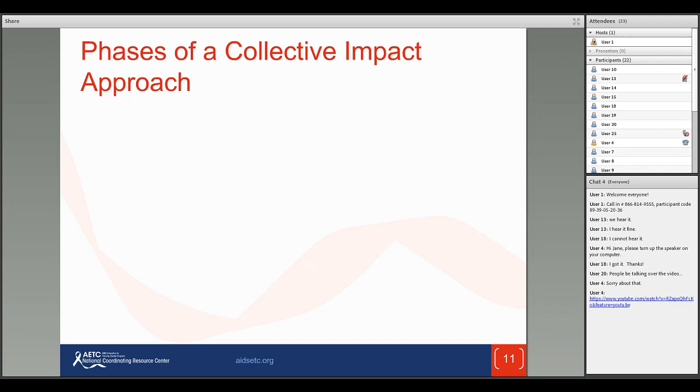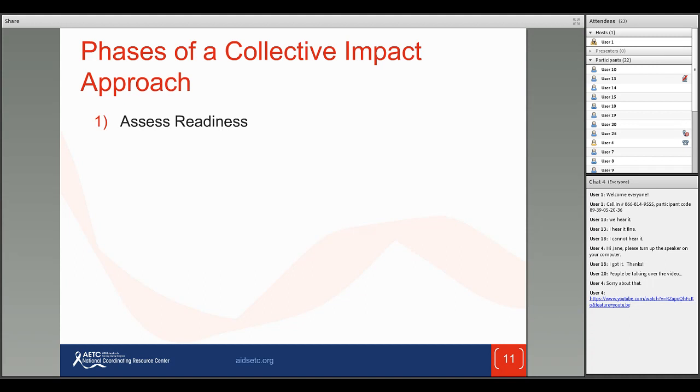Okay. So just like there are 5 conditions for collective impact, there are also 5 phases of collective impact in terms of the approach. The first would be assessing readiness, and in public health we've traditionally focused for so long on individual level behavior change. Some of us are familiar with the transtheoretical model of behavior change: pre-contemplation, contemplation, preparation, action, and maintenance.